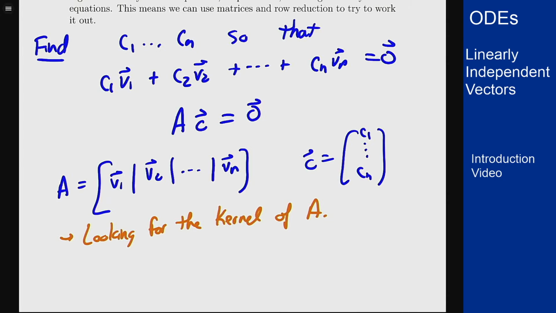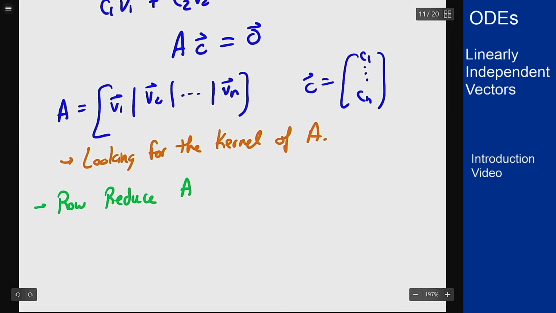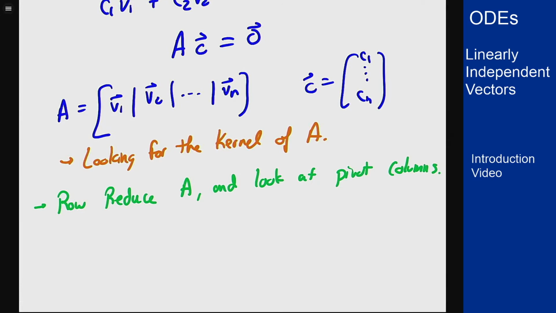How can we characterize this? By looking at the reduced row echelon form or the row echelon form of the matrix A. You can row reduce A and look at the pivot columns. If we have any non-pivot columns, that means that we have a non-zero solution to this homogeneous equation, which means the vectors are linearly dependent.